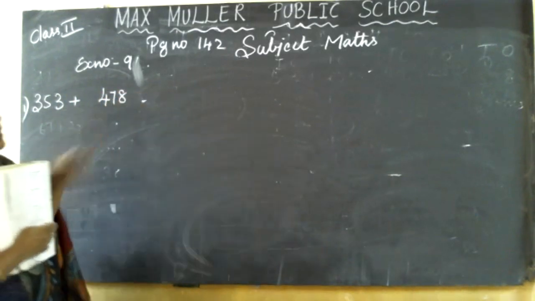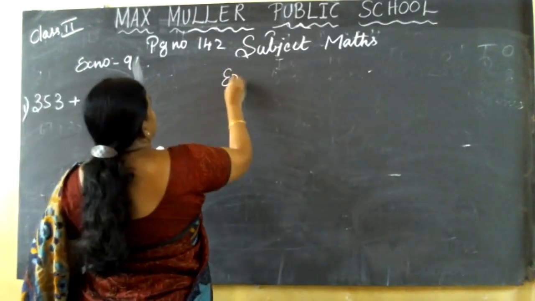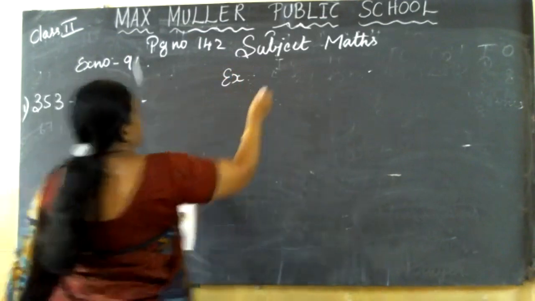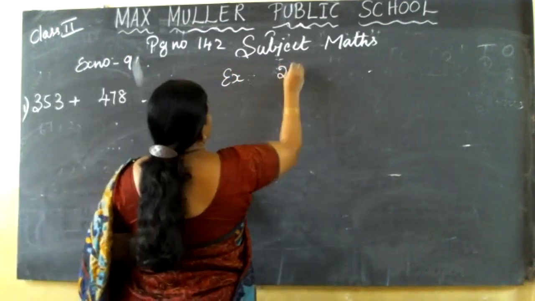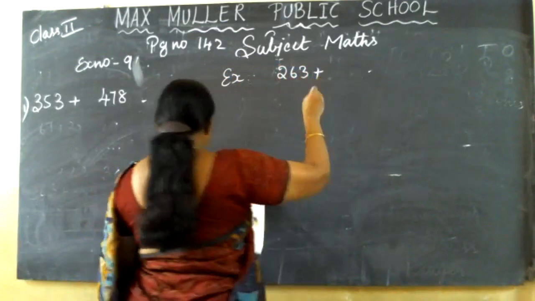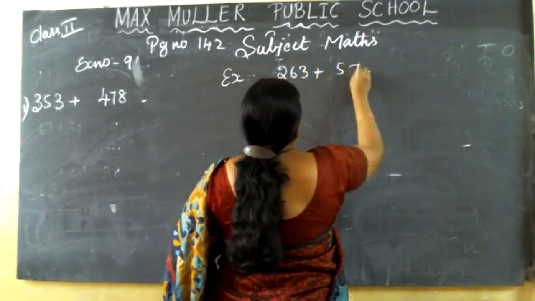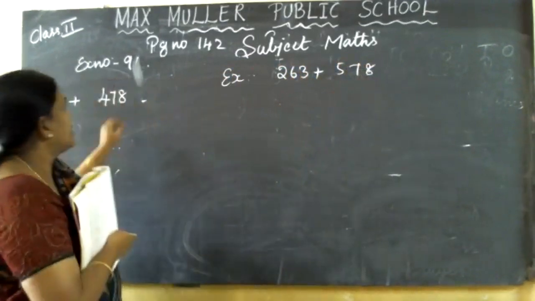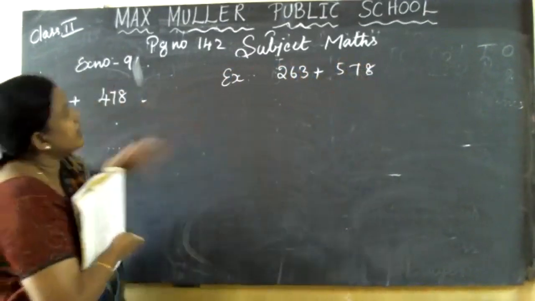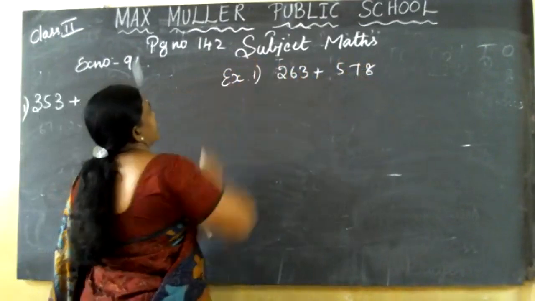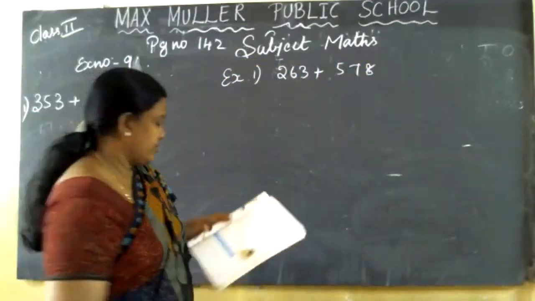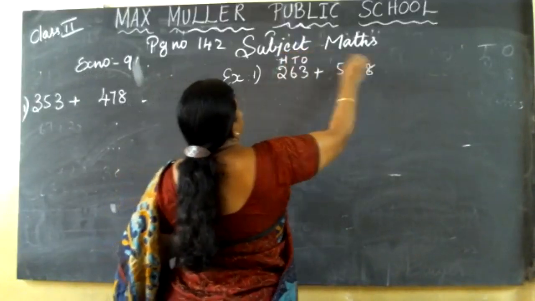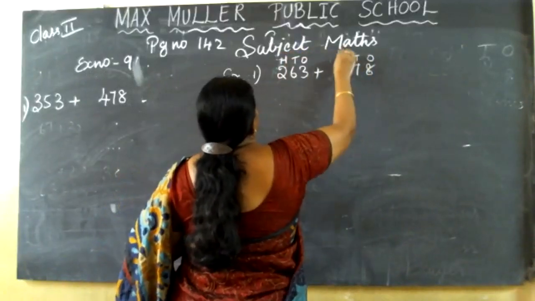Before that, we will do example 1. Example 1, first we will do 263 plus 578. See, this also is 3 digit, this also is 3 digit. This example sum, children, you want to do in the rough note. See, ones, tens, hundreds.